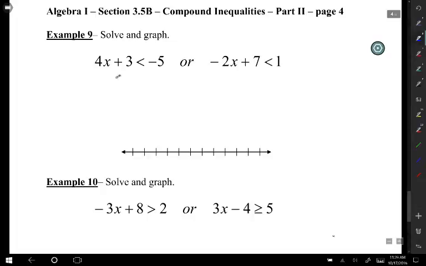Subtract 3 from both sides. So 4x is less than negative 8. And then you're going to divide it by 4.